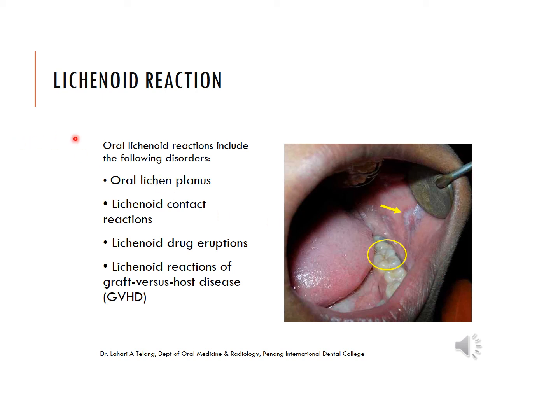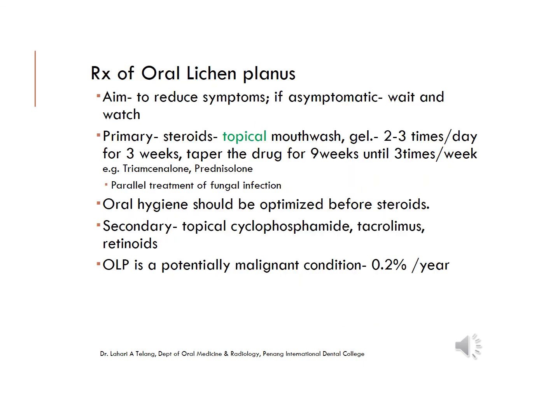So the lichenoid spectrum involves oral lichen planus, lichenoid contact reaction, lichenoid drug eruptions, and lichenoid reactions of graft versus host disease. So we're not going into the entire details of this. What the slide is aiming to get you to understand is the difference between the two diseases. Right. So when we're talking about treatment of oral lichen planus, our primary aim would be to reduce symptoms of the patient, right?